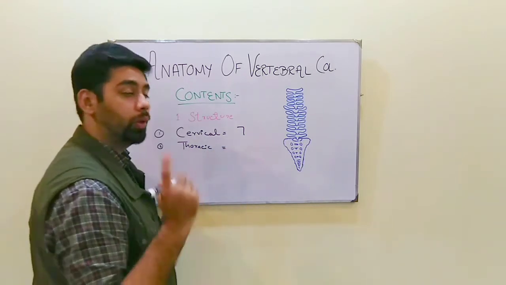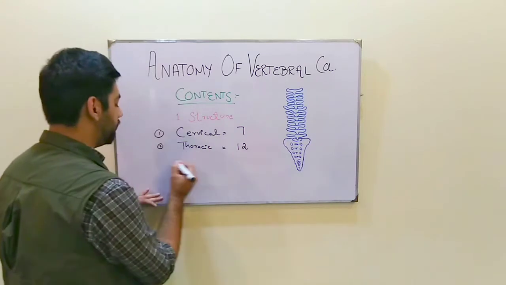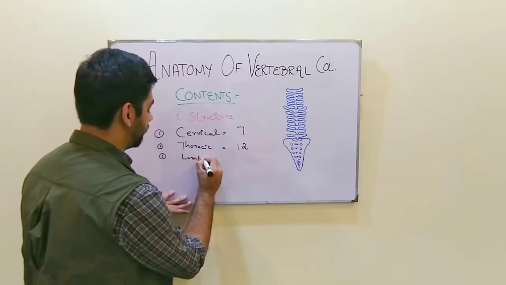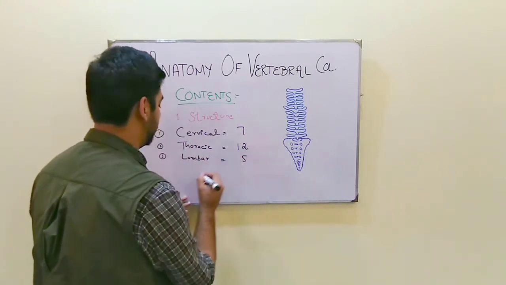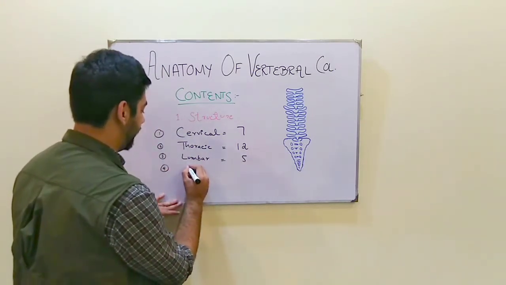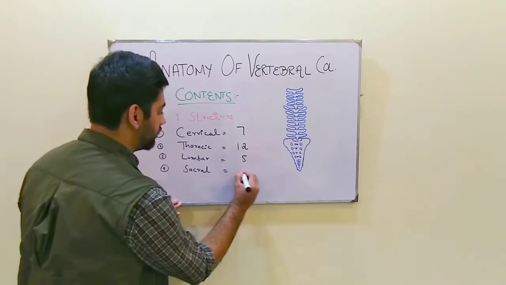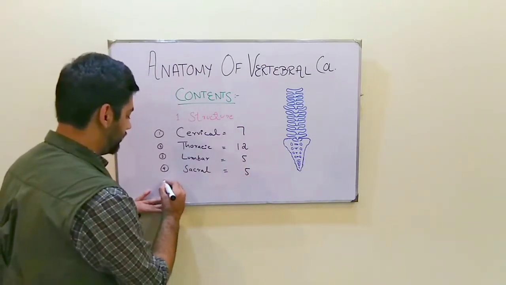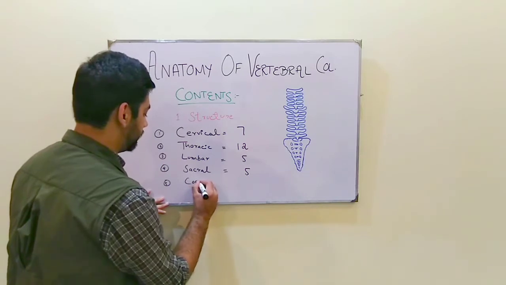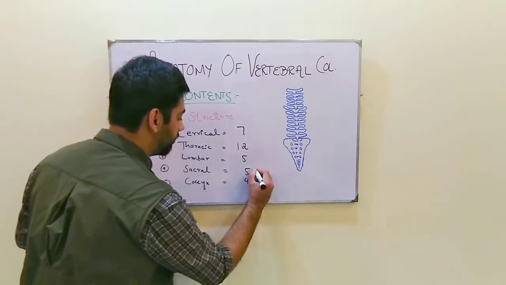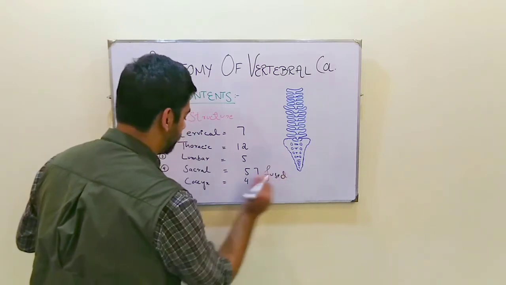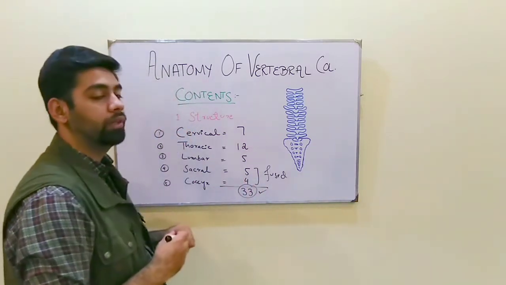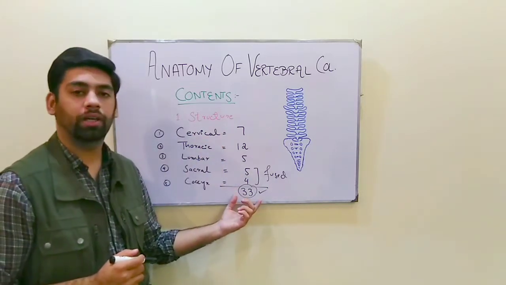The thoracic region consists of 12 thoracic vertebrae. After the thoracic region, there is the region of the lower back, which is also known as the lumbar region. The lumbar region consists of 5 vertebrae. After the lumbar region, there is the sacral region. It consists of 5 vertebrae, but these 5 vertebrae are fused. And after the sacral region, there is the region of coccyx. It consists of 4 vertebrae and they are also fused. So the lower 2 regions are fused, and in total these make up about 33 bones. So if anyone asks you how many bones a vertebral column consists of, the answer is 33.